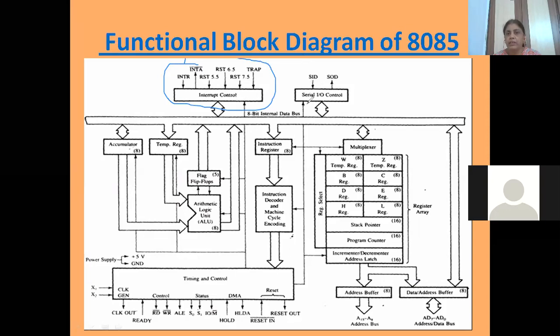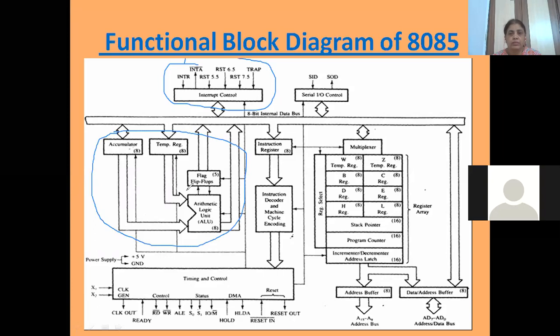Then you have serial IO control. तो serial IO control कौन सा सिस्टम है? SID and SOD lines. ठीक है, SID is going to the processor and SOD is coming from the processor. Then you have done this part also. This is your CPU organization, or sorry, ALU organization. We have done this diagram also, the block diagram of ALU organization.